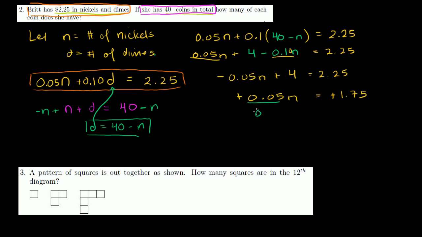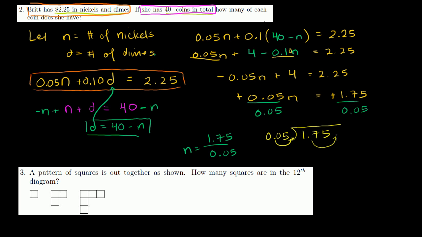So if you divide by 0.05, you get n is equal to $1.75 divided by 0.05. So let's do this division. Let me do it in a different color. 0.05 divided into $1.75. Let's multiply both the divisor and the dividend by 100, so we're going to go over 2 decimal spaces. This just becomes a 5, and this becomes 175. This is the same thing as 175 divided by 5.